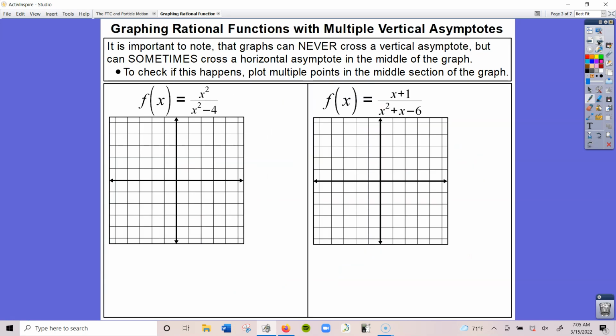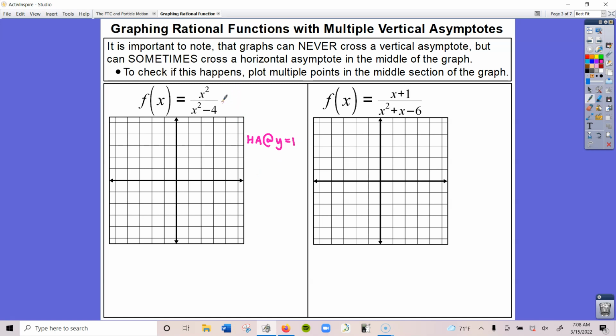Now let's look at some special instances of multiple vertical asymptotes. So here, we're still going to go through our steps on how to graph this particular function by finding horizontal asymptotes, vertical asymptotes, and any possible holes. Let's look at this first one here. You'll notice that the degree of the numerator is the same as the degree of the denominator. So when we divide those coefficients, that means that we have a horizontal asymptote at y is equal to 1.